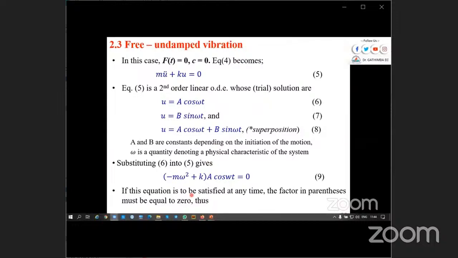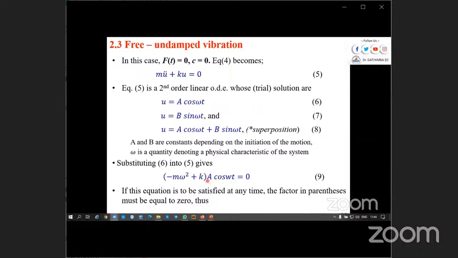It will be satisfied at any time. So what are we saying? In mathematics you might have come across the term non-trivial solution. It is the same case here. For a motion to occur, we are saying that this component in brackets times the A cos omega t is equal to 0. It means either one of them has to be 0 for the equation to hold true.